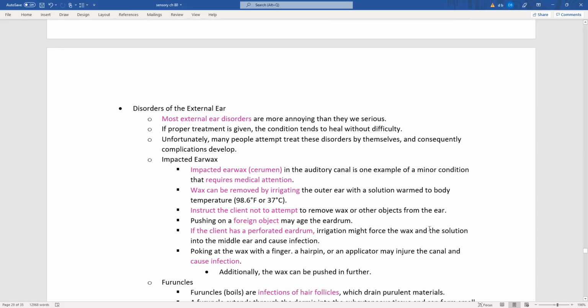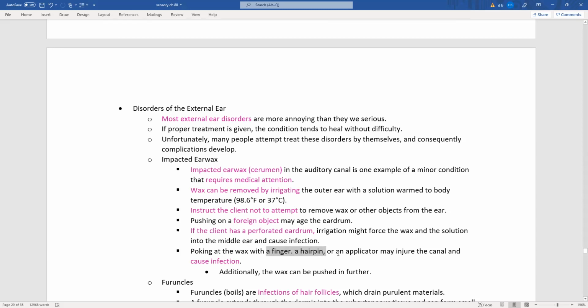Irrigation might force the wax and the solution into the middle ear and cause an infection. So no irrigation, none of that, because their eardrum is busted. That's basically what that means. It's punctured, so you're not going to do irrigation because it may cause an infection. Poking at the wax with the finger, baby.